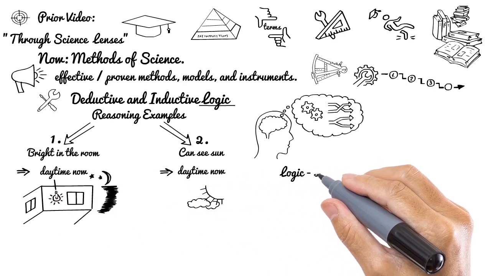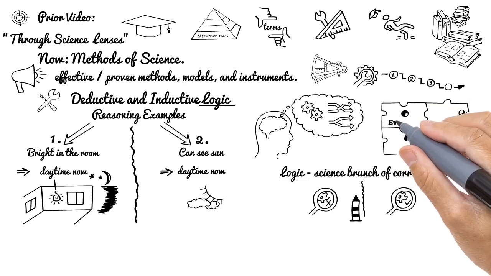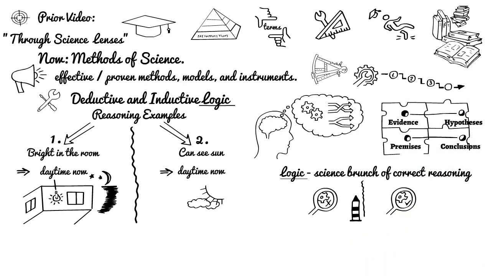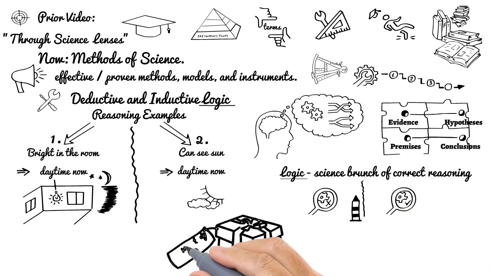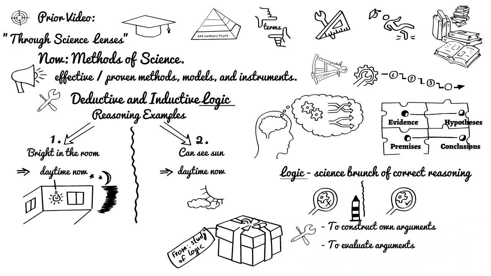Logic is a separate science branch of correct reasoning which helps to distinguish good reasoning from bad. Logic sorts out the relationships that are fundamental in science, the relationship between hypothesis and evidence, between premises and conclusions. The most immediate benefit derived from the study of logic is the skill needed to construct your own arguments and to evaluate the arguments of others. It's very important to study best practices and ways of good reasoning. It could help in virtually any aspect of your life. Isn't it motivating? Now let's see the difference between deductive and inductive logic.